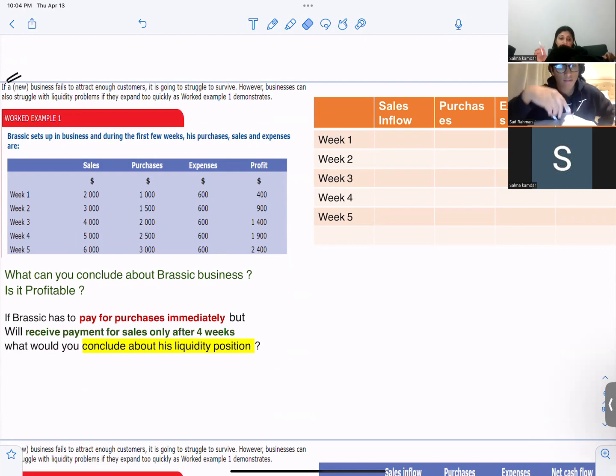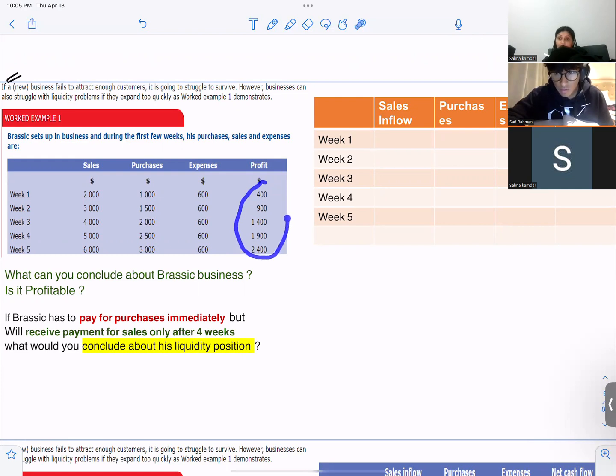That their expenses are fixed. Expenses are fixed. What else can you conclude? Their sales increase. Okay, and if I talk about the profitability of the business, what can you conclude? Profit increases. It increases by more sales. Do you think the business is profitable?